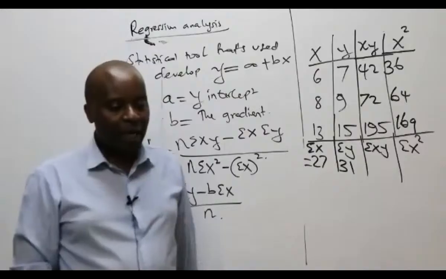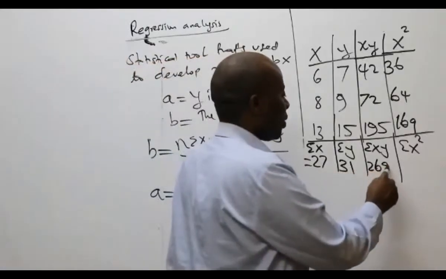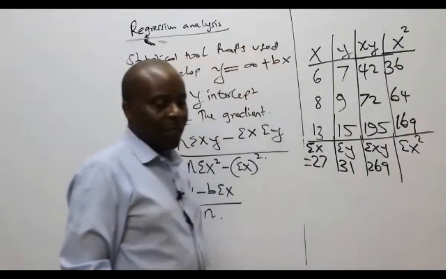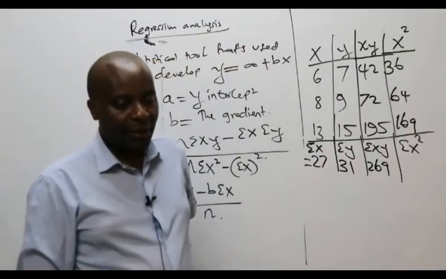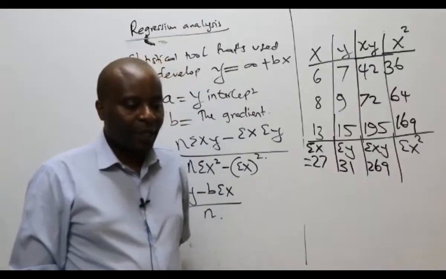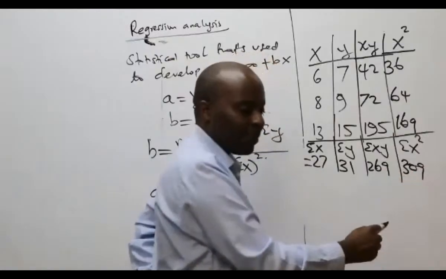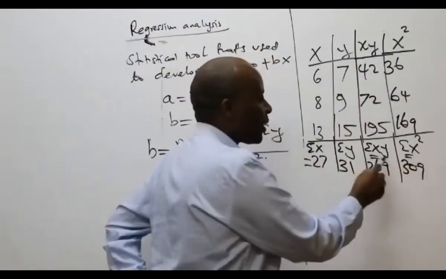Summation of xy. Sharon tells me it is 269. Summation of x squared. What do we have under summation of x squared? 309. Thank you very much. So remember that these are summations. Summations like that.